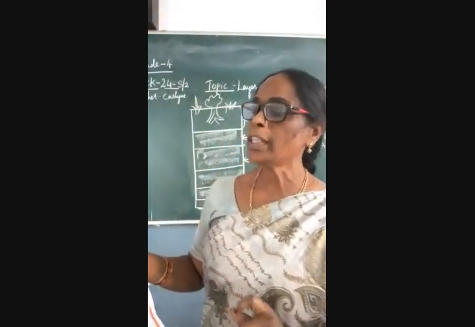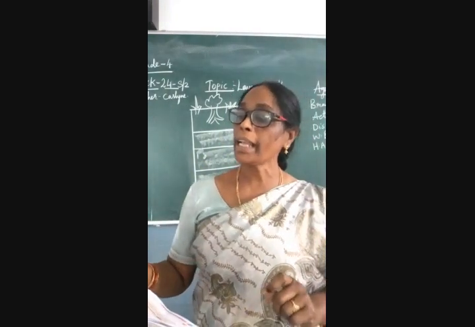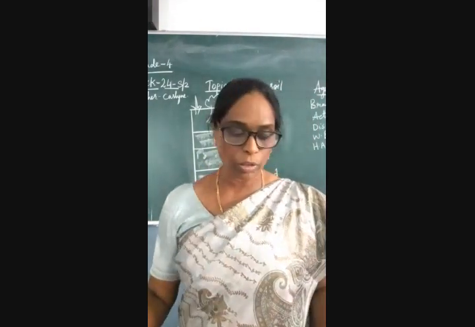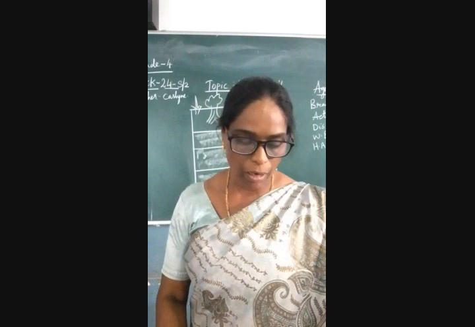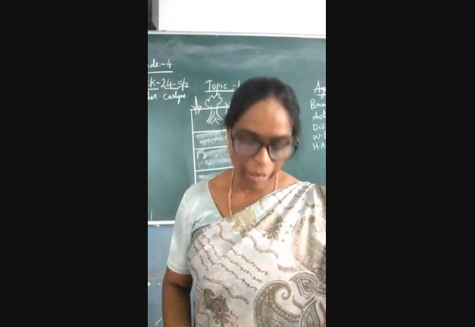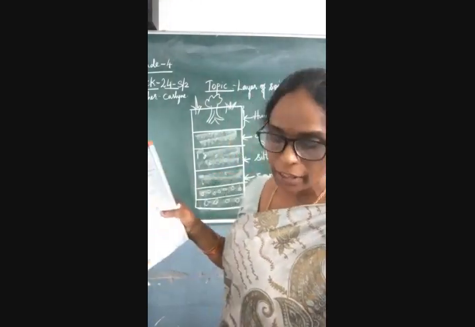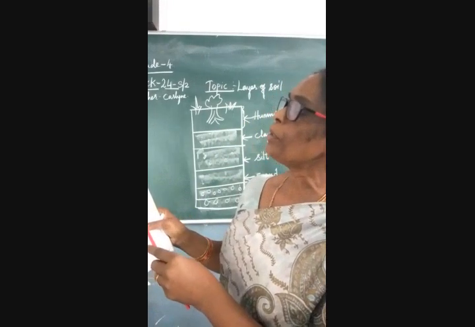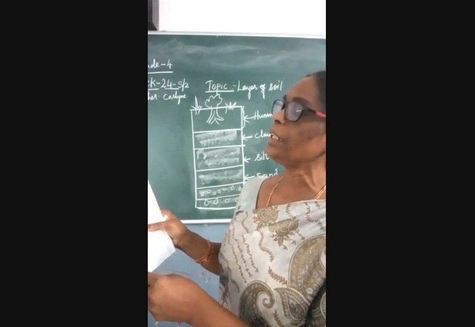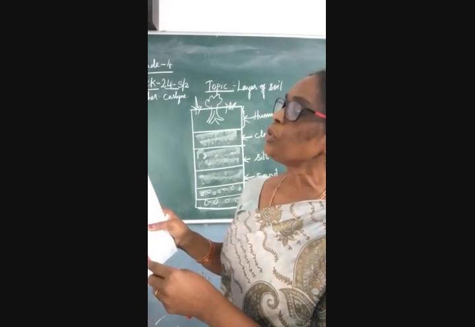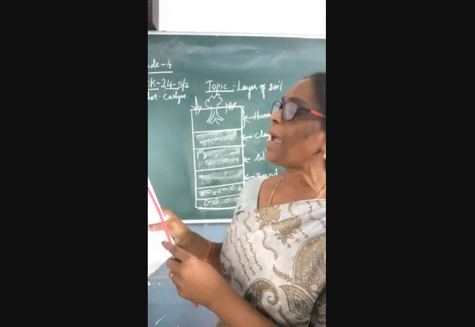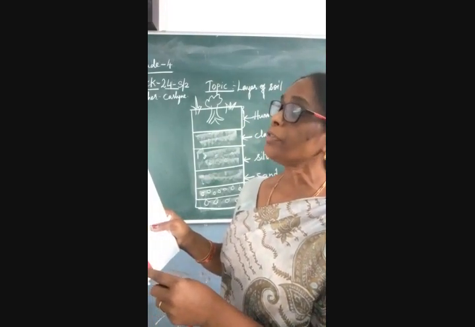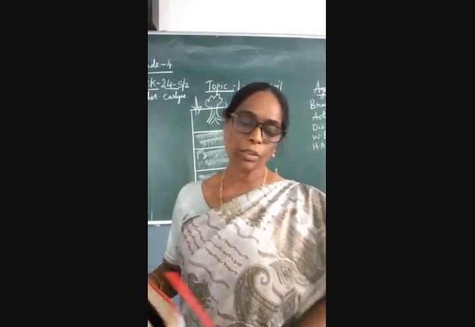Question number 4. What does the upper layer of soil contain? Why is this layer most important for the growth of plants? Turn to page number 150 for the fourth answer. Here it is. See, the uppermost layer is dark brown in color. It mainly contains humus formed by the decay of dead plants and animals. It is the most fertile layer of the soil. That answer you have to write.